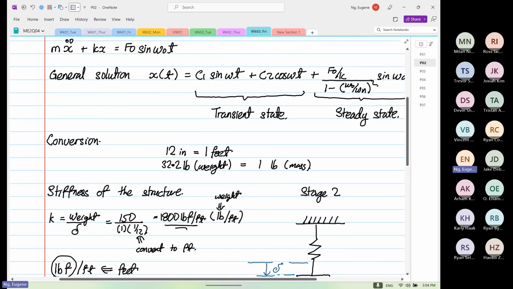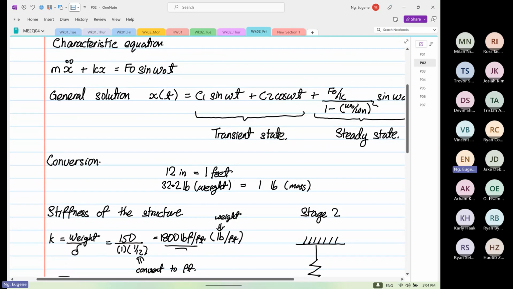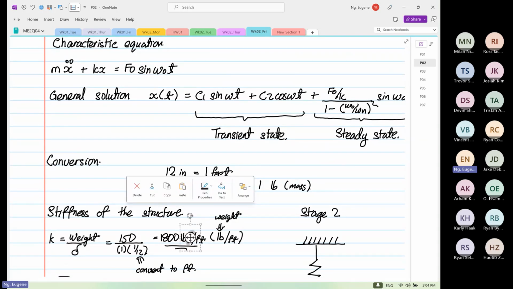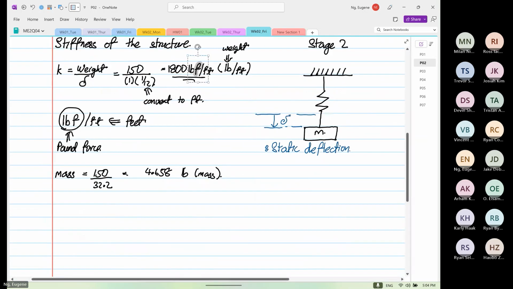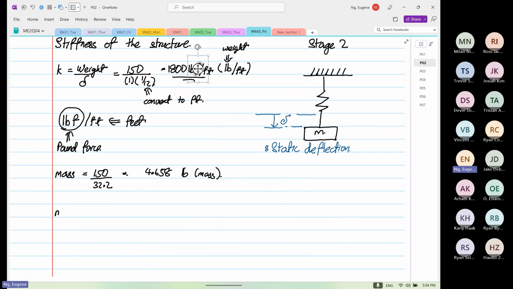So the characteristic equation that we're going to do is we see how much we can assemble over here first. So we know we need to apply m x double dot plus k x is equal to F naught sine omega naught t. We know that.